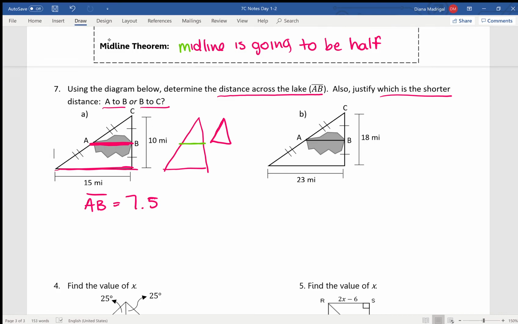All right, I found AB, and the second question was, which one is shorter, AB or BC? So which one? The one in pink or the one in green? The one in green, we don't know the distance. You know the whole distance of the big triangle is 10, and remember the midline is half, so that means it's going to cut in half. So CB is going to be 5. So then which one is the shortest? You're going to know that CB is shorter.